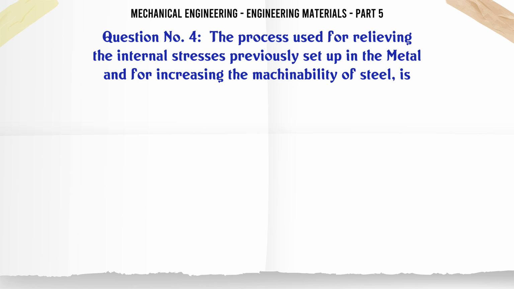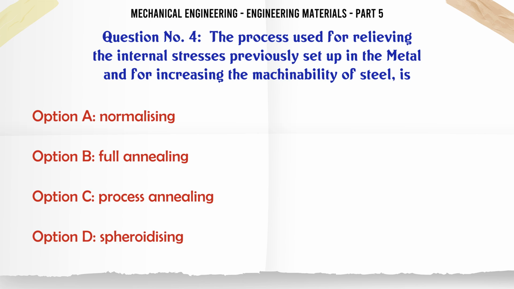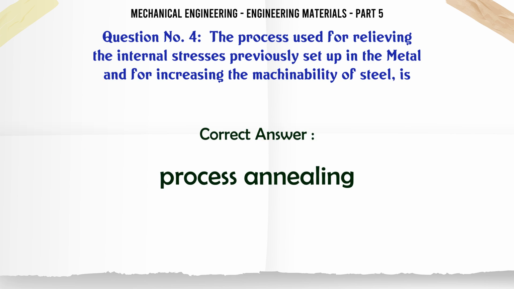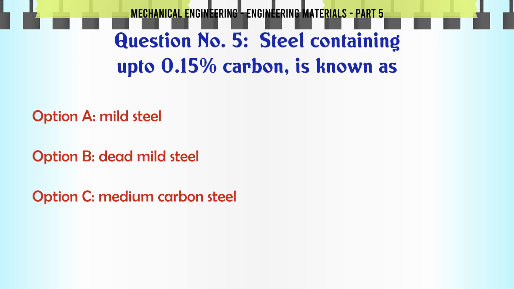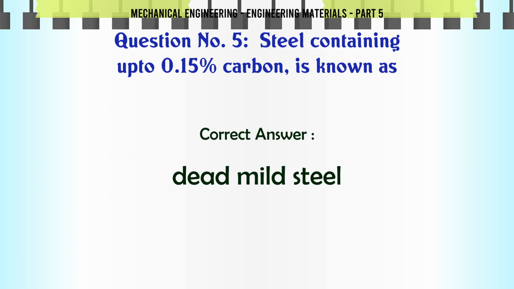The process used for relieving the internal stresses previously set up in the metal and for increasing the machinability of steel is A. normalizing. B. full annealing. C. process annealing. D. spheroidizing. The correct answer is process annealing. Steel containing up to 0.15 carbon is known as A. mild steel. B. dead mild steel. C. medium carbon steel. D. high carbon steel. The correct answer is dead mild steel.